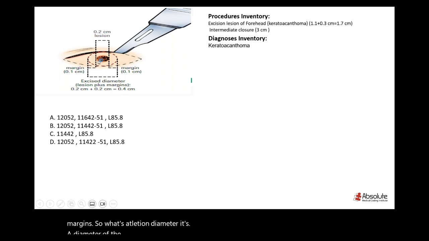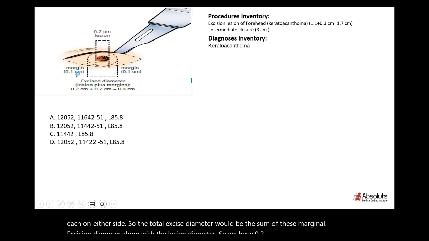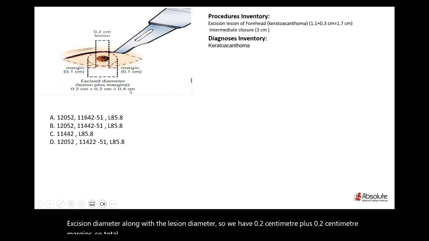In this image, you can see the lesion diameter is 2.2 centimeters, and the margin is 0.1 centimeter on either side. So the total excised diameter would be the sum of the margins along with the lesion diameter. So we have 0.2 centimeter plus the 2.2 centimeter lesion, so the total excised diameter would be 2.4 centimeters.